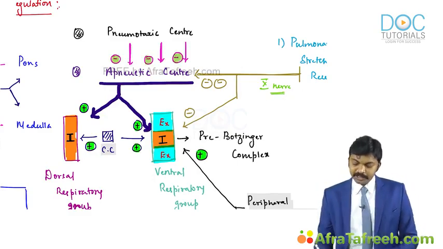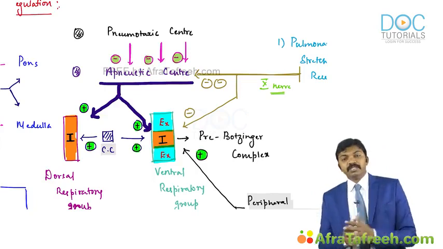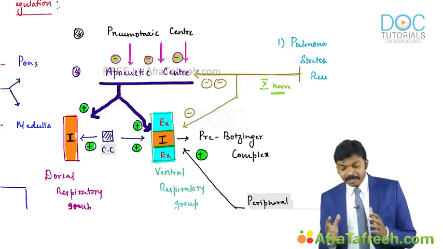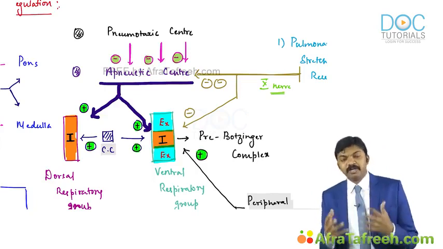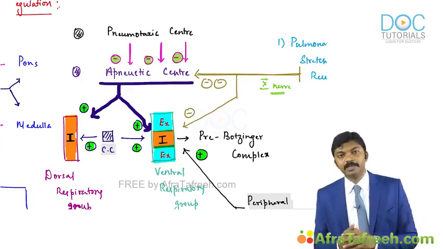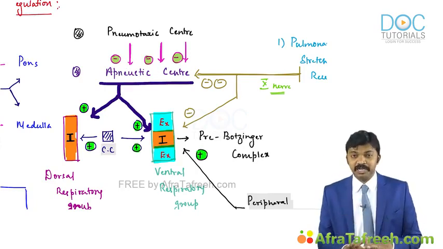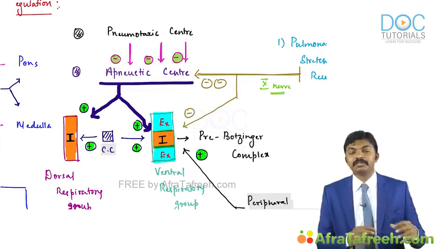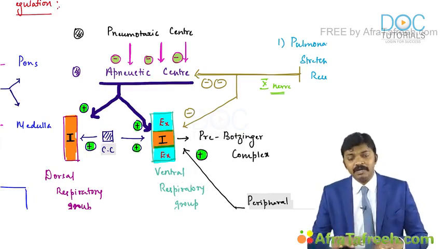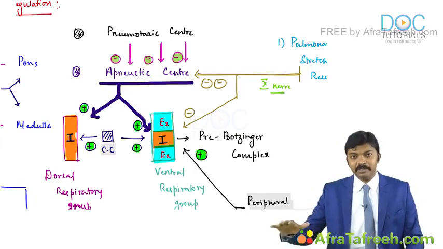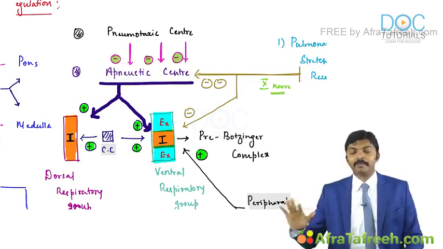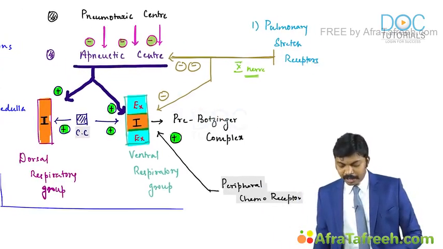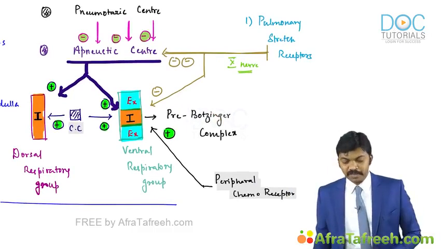When apneustic centers are being inhibited, right friends, when apneustic centers are getting inhibited by pneumotaxic center, the effect of apneustic center over inspiratory neurons will be much lessened. Thereby, this leads to the inspiratory neurons getting excited at a normal level, and normal breathing happens with a tidal volume of 500 ml. This is how the respiratory pattern is being manifested, doctors.